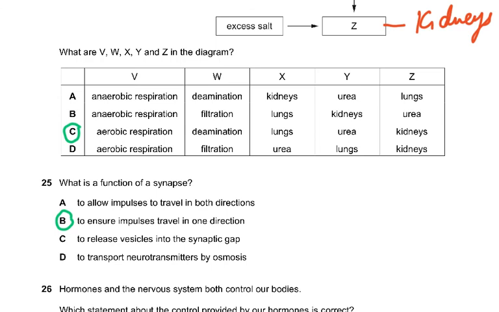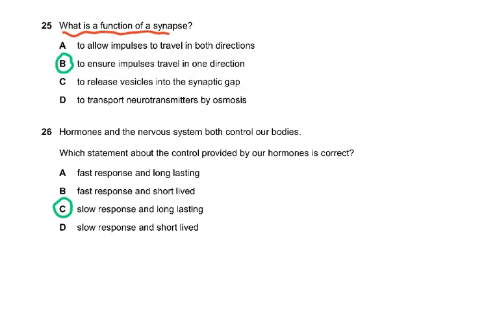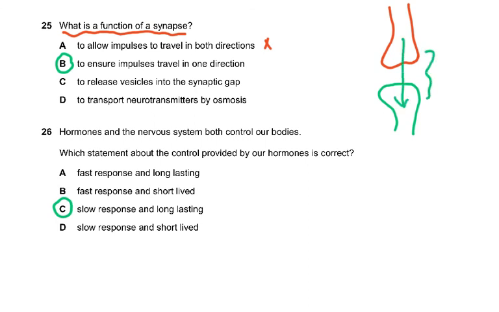Then 25. What is the function of a synapse? To allow impulses to travel in both directions. No, synapses only allow travel in one direction. To release vesicles into the synaptic gap. No, there's a presynaptic neuron and then there's a postsynaptic neuron, and this is called the synapse. So a synapse allows one-way transmission. As for releasing vesicles, the vesicles actually undergo exocytosis, they release the chemical; the vesicles themselves are not released into the synaptic gap. And to transport neurotransmitters by osmosis? Sorry, osmosis is only for water.